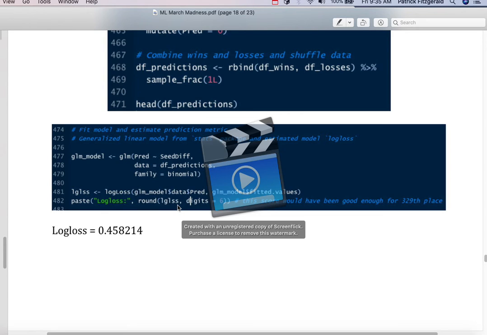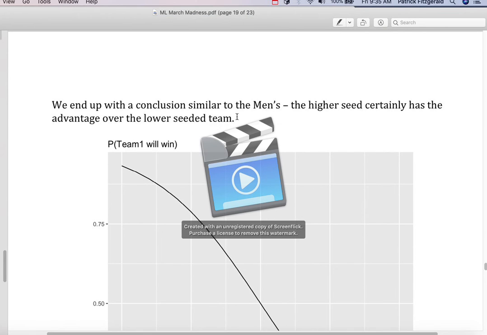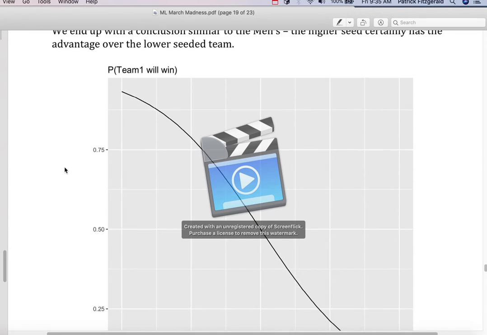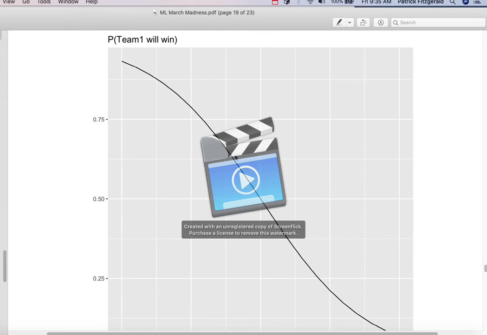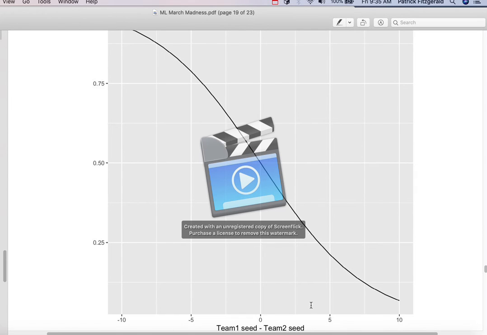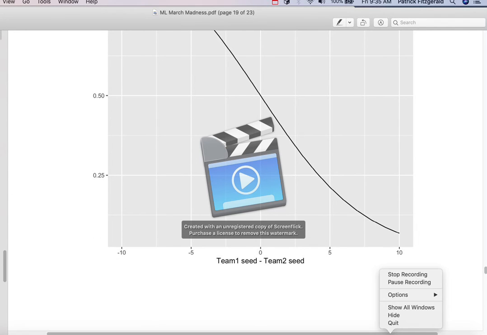So it's a start. Like I said, I did not do log loss for my XGBoost. I just built the bracket based on it. But this is kind of where I started, and then I wanted to improve on that by using my advanced stats and advanced metrics. Yeah, seed differential, we end up with inclusion similar to men's. The higher seed certainly has the advantage over a lower seed team. So this is almost exactly the same as what we saw with the men's. You know, we have sort of this line here where it indicates that the higher the team seed, the more likely they are to win, basically, which is unsurprising.